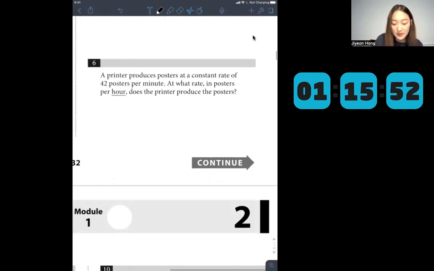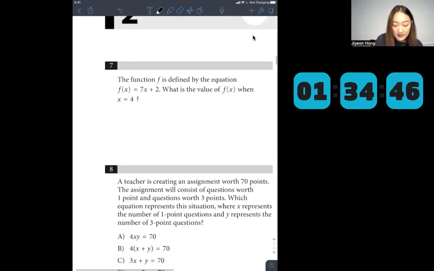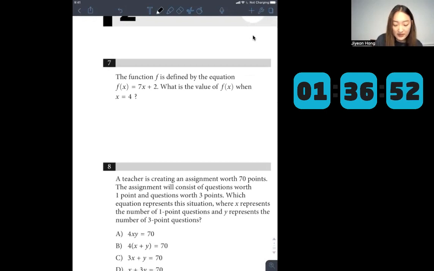Number 6, a printer produces posters at a constant rate of 42 posters per minute. At what rate in posters per hour? So 42 posters in a minute. But to get an hour, we multiply by 60, since there's 60 minutes in an hour, and we're able to get 2,520 posters. Number 7, the function f is defined by the equation. What is the value of f of x when x equals 4? We plug it in, so we get 7 times 4 plus 2, which is 30.